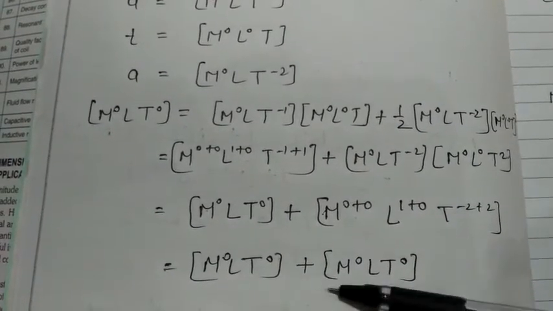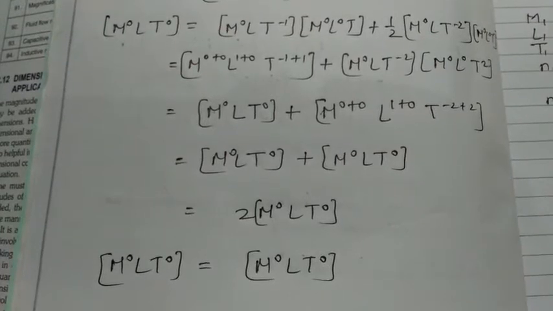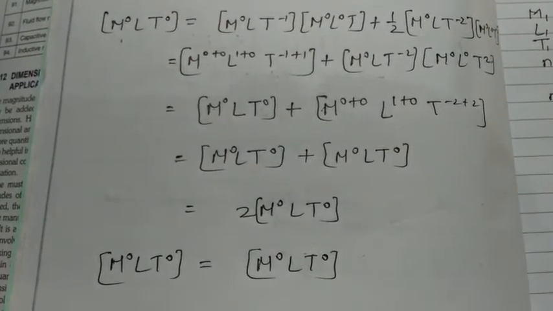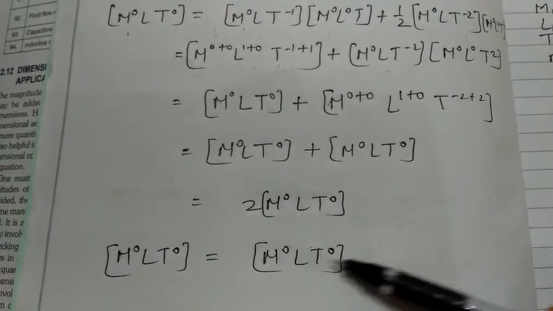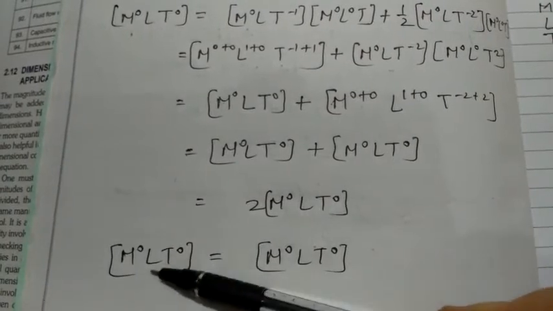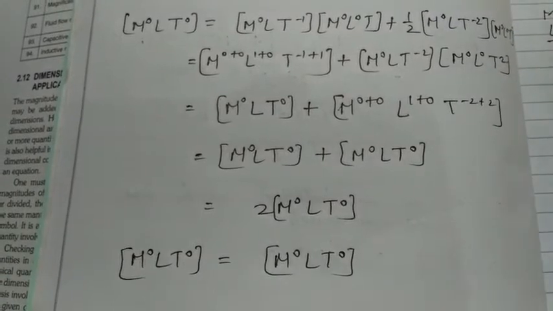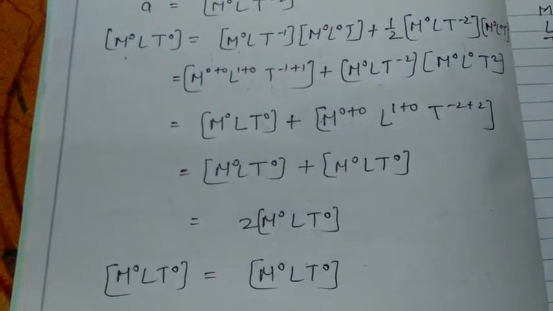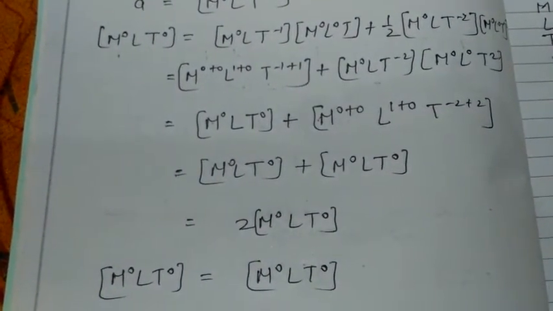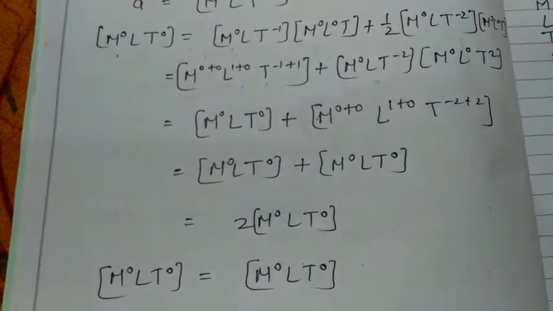M0 L T0 plus M0 L T0. When we add them, we get 2 M0 L T0. And as we know that 2 is a dimensionless quantity, that's why we neglect 2. So we got M0 L T0 on the right hand side also. So here you can see at both the sides the dimensional formulas are same, hence we have proved that this equation is correct. So dear students, in a similar manner you try to solve other physical equations also. Try to find out the correctness of other equations also which are given in your book.